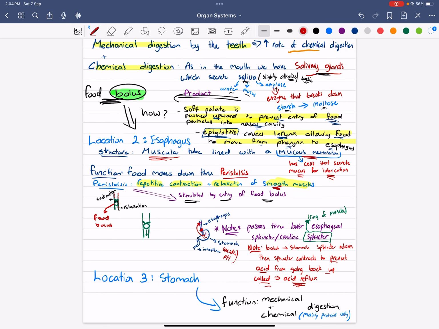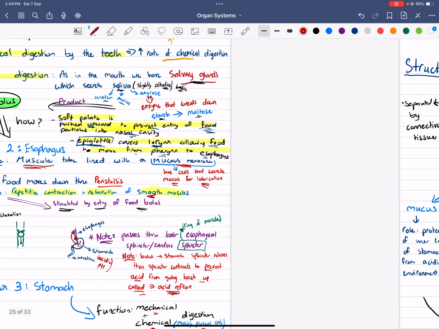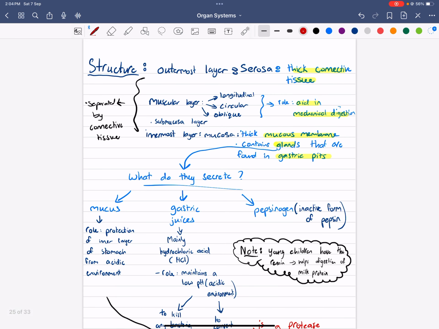So now we reach the stomach. Now the function of the stomach is mechanical digestion and chemical digestion. However, mainly what we chemically digest is proteins, and we will see why we said proteins mainly. So again, before we start about the function, we're going to talk about the structure of the stomach. So the outermost layer, I need you to pay attention, the outermost layer of the stomach is called the serosa, which is a thick connective tissue. It's usually for protection.